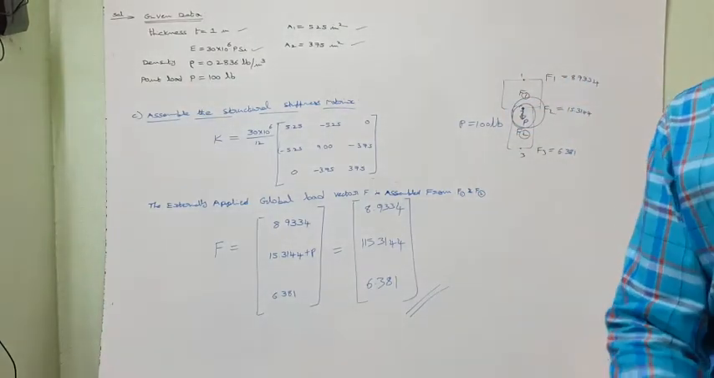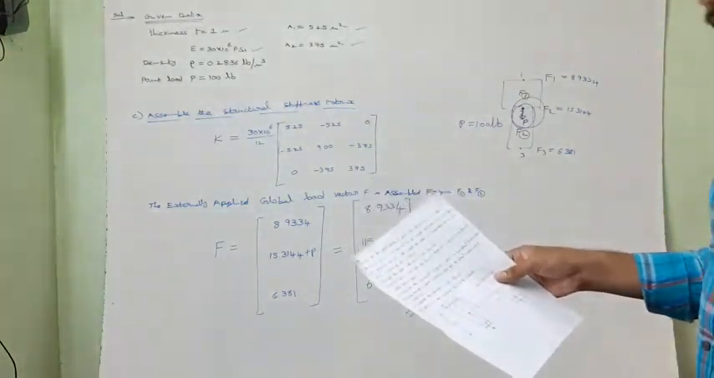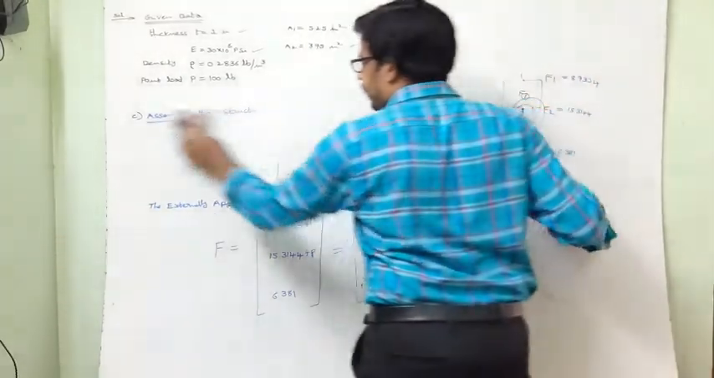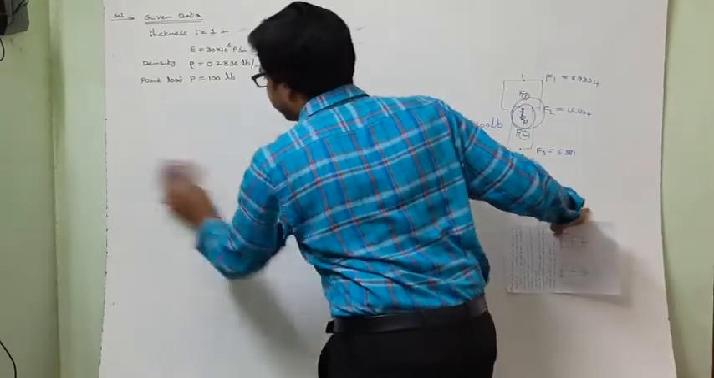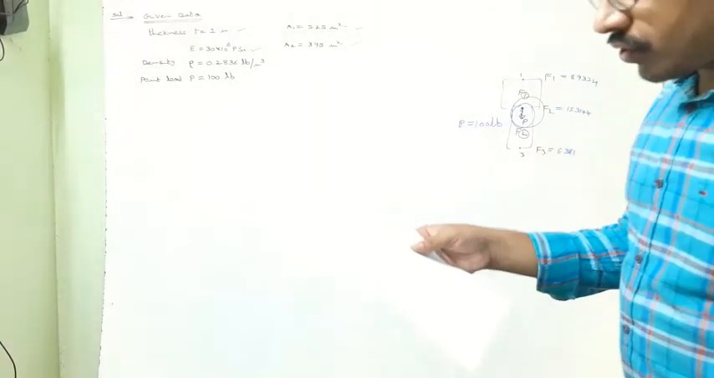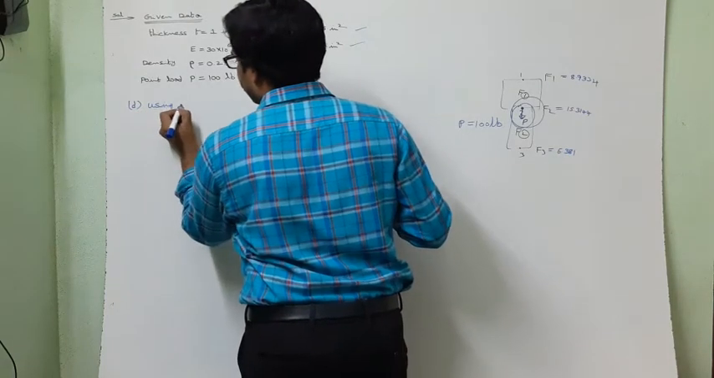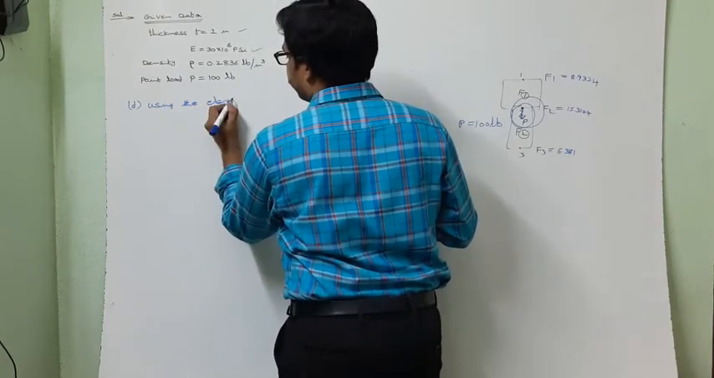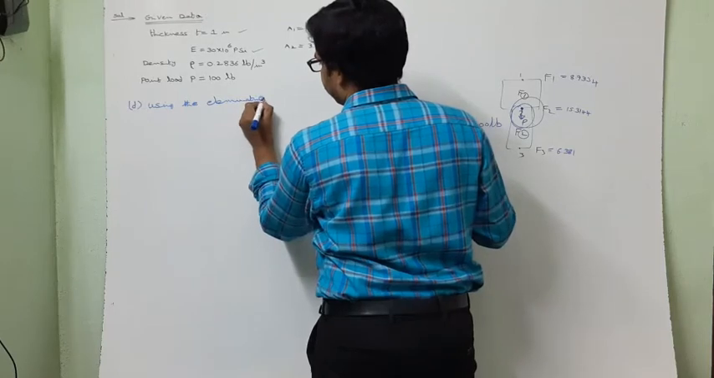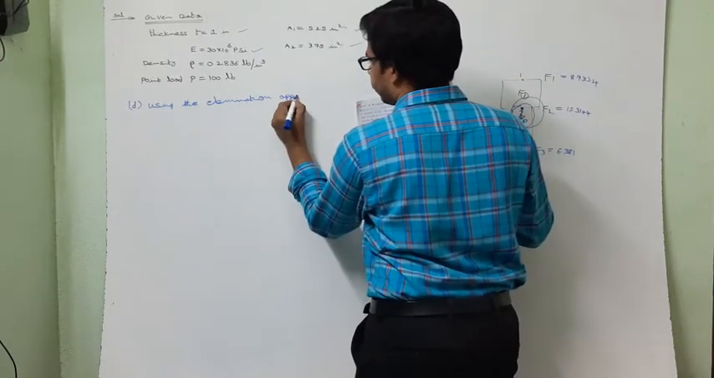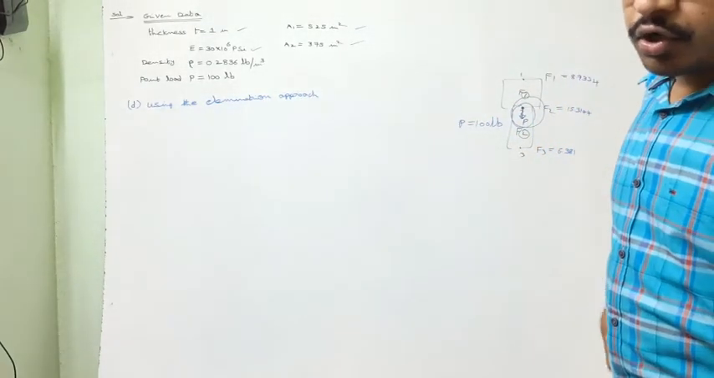So coming to the next one, that is the fourth part. Using the elimination approach, solve for the global displacement vectors Q. Solve for the global displacement vectors Q using the elimination approach.